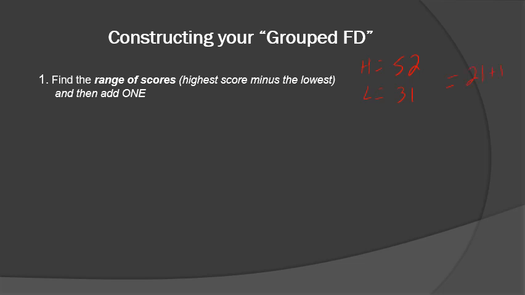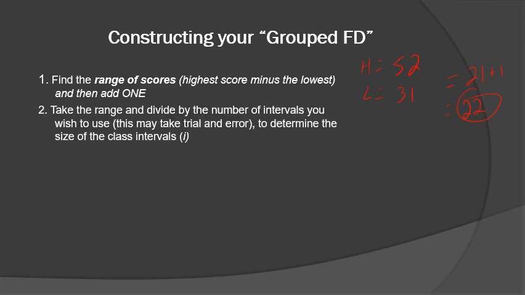Then we add 1, so we're getting 22. 22 is our number of interest here, and 22 is essentially going to be our range of scores. From here, we're going to take that and divide by the number of intervals we wish to use.